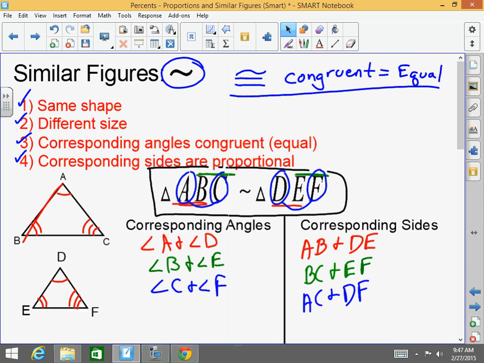Okay? You have to understand this, guys. In fact, on the quiz, I'm going to have one question on the test. I'm just going to say, name the corresponding angles and name the corresponding sides. So if you don't see this, now is the time to ask me. If you don't ask, it's because you're telling me that you understand it.